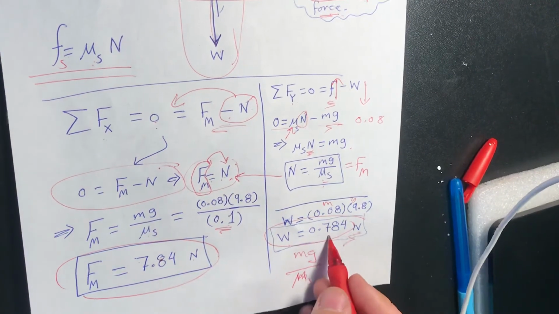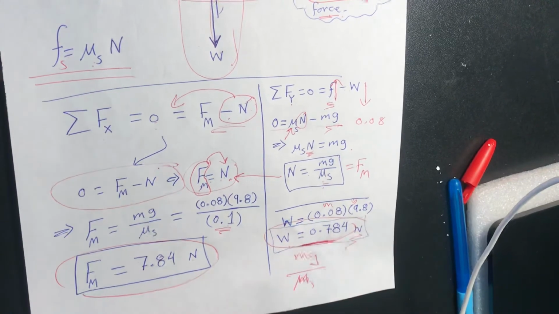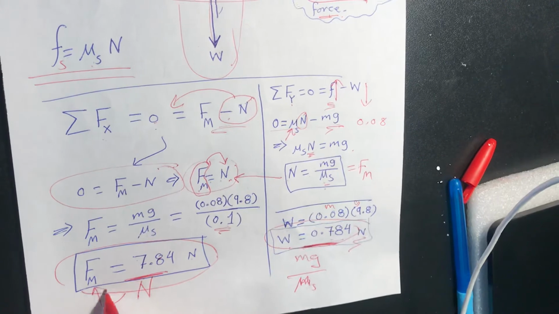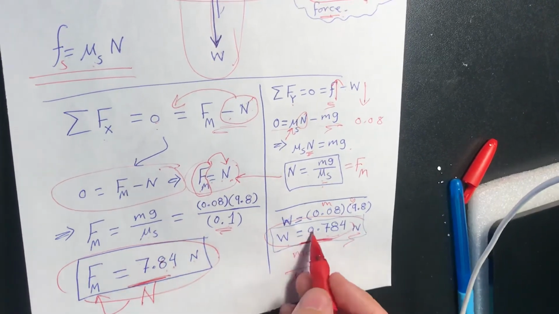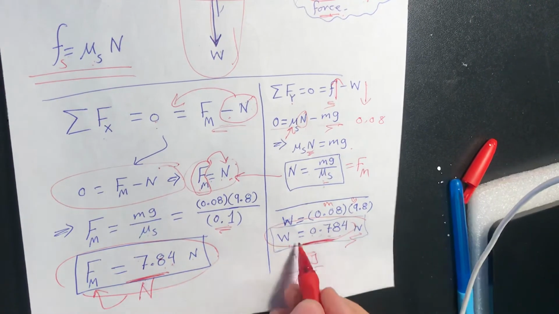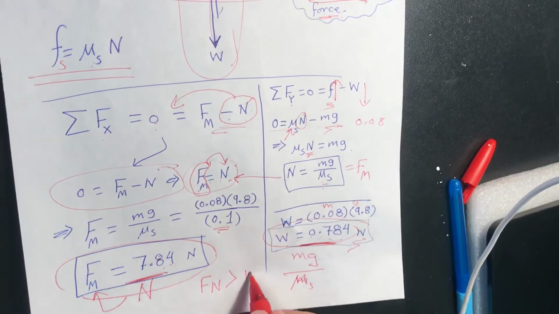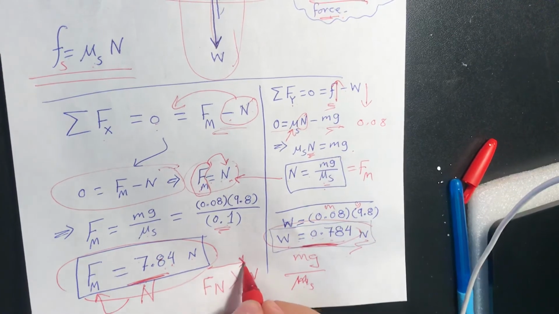I computed the weight and let you look at the weight and the normal force, which is the magnetic force, and compare it with the weight. It is very big compared to the weight. F normal is larger than the weight. The weight is downward and the normal force is perpendicular.